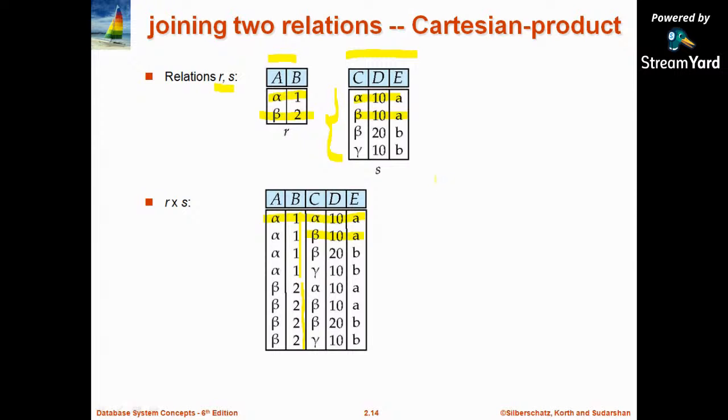If you have 2 tuples in the R table and 4 tuples in the S table, then finally you get 2 into 4, that is 8 tuples, in R cross S. This question is again asked in GATE. If you have n1 rows in table R and n2 rows in table S, then the Cartesian product will consist of n1 into n2 rows.